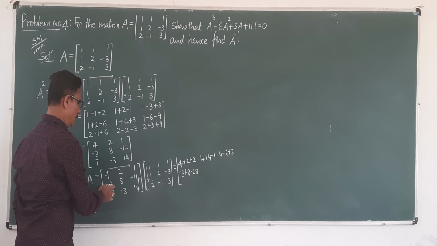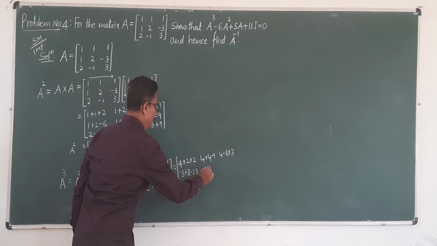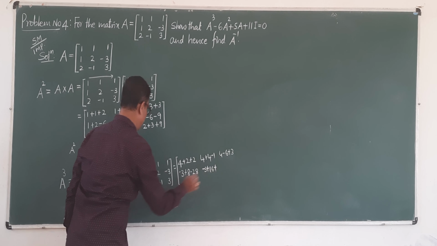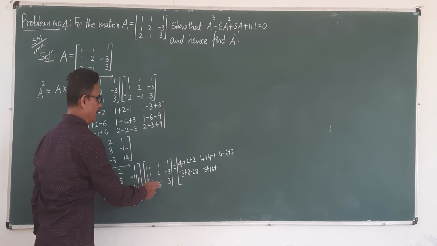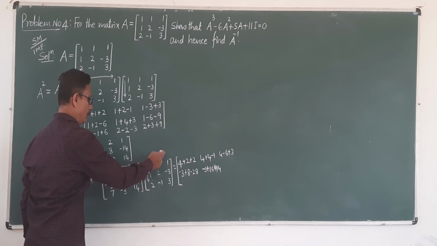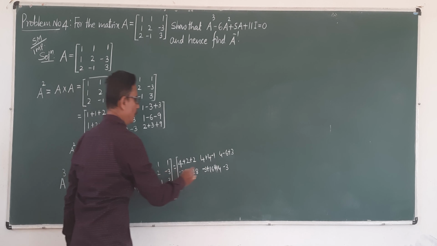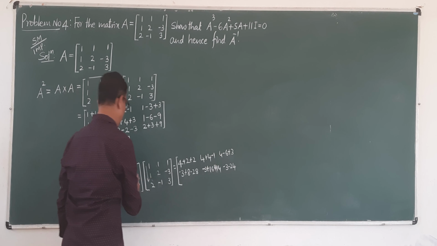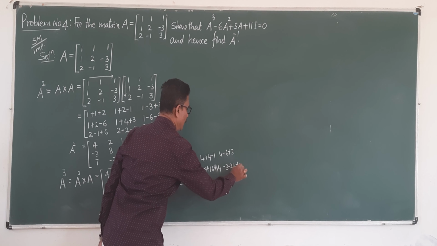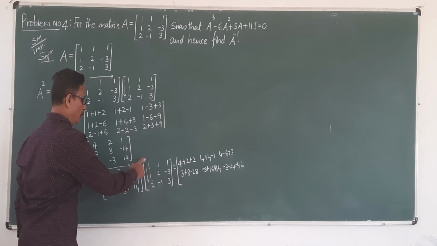Second row by second column: minus 3 into 1 is minus 3, 8 into 2 is 16, minus 3 plus 16, then minus 14 into minus 1 is plus 14. Second row by third column: minus 3 into 1 is minus 3, 8 into minus 3 is minus 24, minus 14 into 3, minus 14 3s are 42. Correct? Take third row by first column.